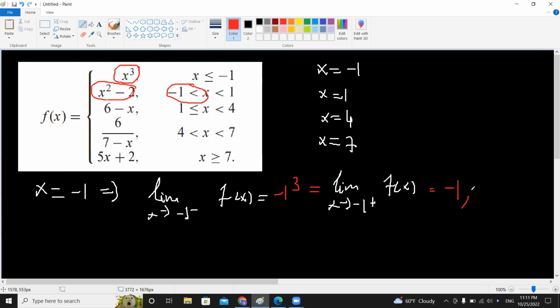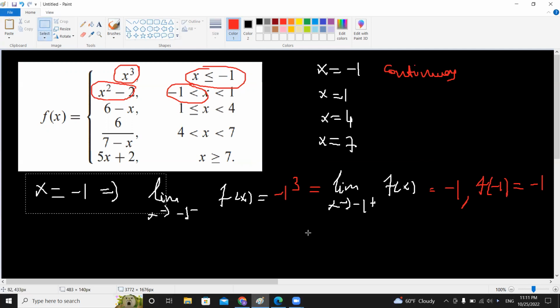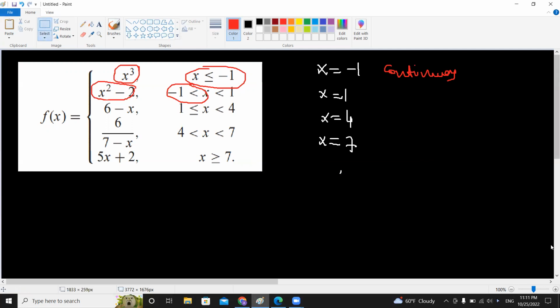And now we have to find f(-1). So f(-1) is going to be, we need to calculate it here, f(-1), so it equals -1. Okay, so for this point, we got that it's continuous here. We found that the function is continuous because the limit values coincide with the function value here.